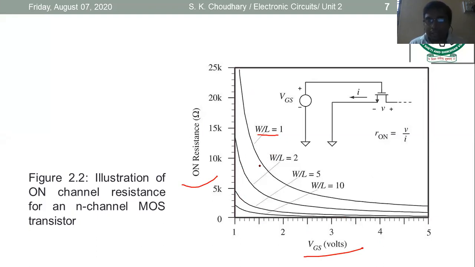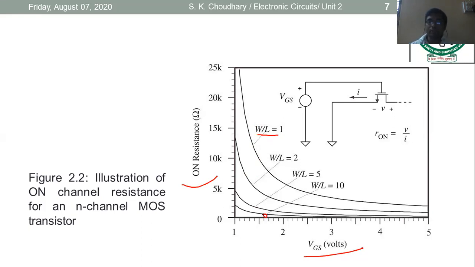Now, as your W by L ratio increases, since it is inversely proportional to on resistance, your device size would increase. Then your resistance would decrease and more current is flowing. So for the smallest value of the W by L ratio, your resistance is more. For the largest value of W by L ratio here, your resistance is less. So your current flow would increase, or it would act more actively as a switching device. So this is a very important relationship.